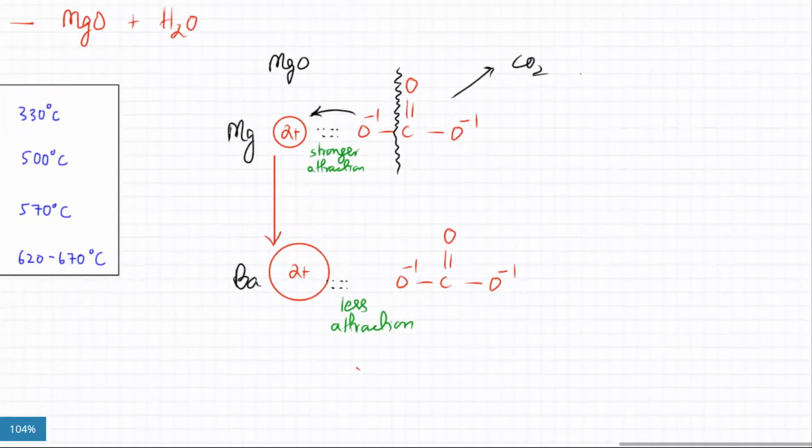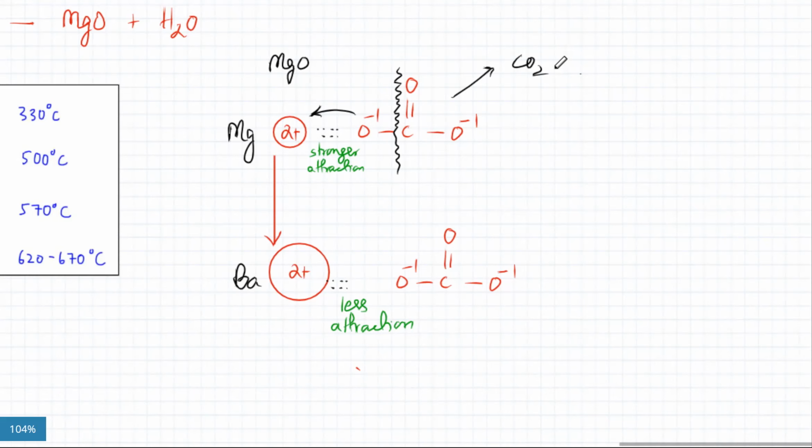Barium +2 is not going to be strongly attracting. There's going to be less attraction for the carbonate ion. Magnesium, on the other hand, would be so strongly attracting the carbonate ion that it will decompose. It will be so strongly attracting this oxygen over here that the oxygen will simply break away from the carbonate and join the Mg to form MgO. And the carbon dioxide would break off. Hani, do you get the point?